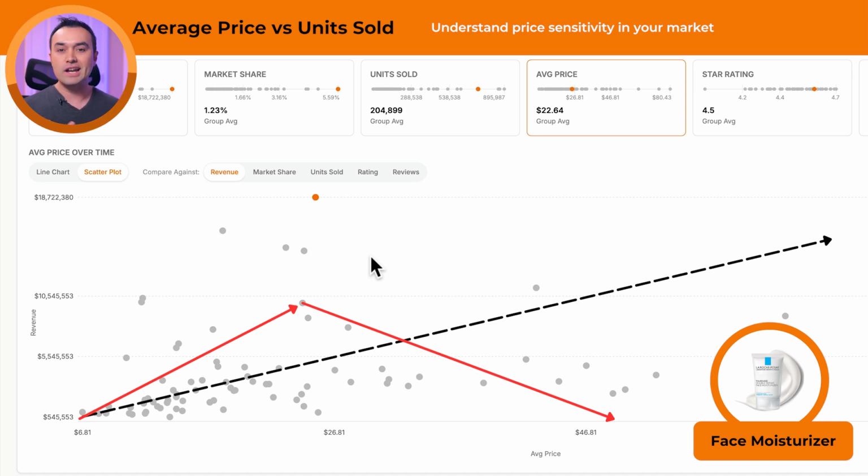When you see this kind of negative correlation between price and units sold, it suggests that customers in your market are price sensitive. They're more likely to buy when prices are lower. This is super valuable information to have about your market when planning your pricing strategy.